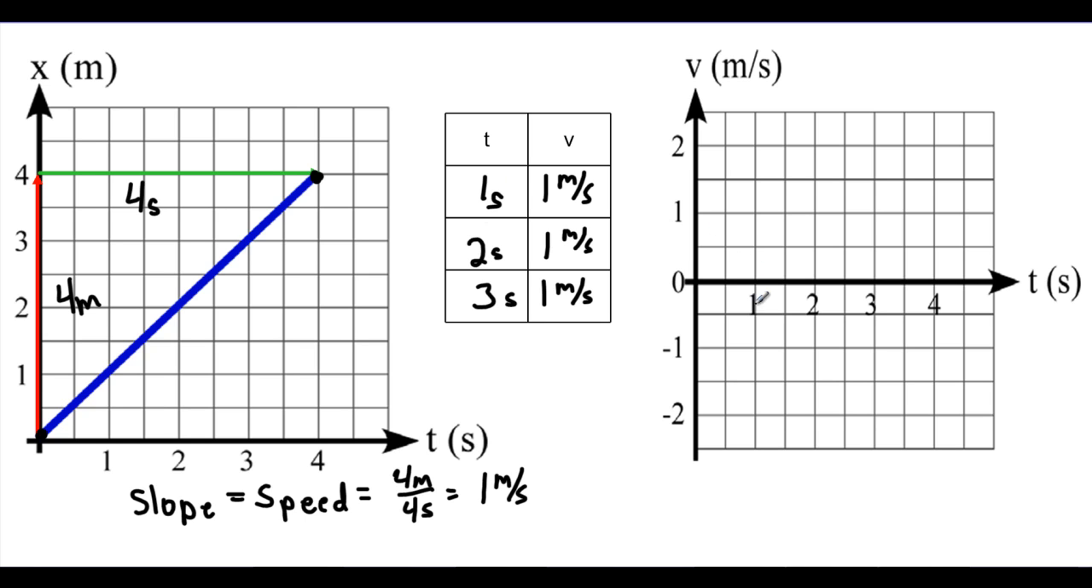So at 1 second, which is here, I'm traveling at 1 meter per second. At 2 seconds, which is located right here, I'm traveling at 1 meter per second. And at 3 seconds, I'll be traveling at 1 meter per second also. And so if I draw my line, my velocity versus time graph would look like this throughout the whole 4 seconds. It is a straight line, a constant velocity. And so I see that my position versus time graph converts into a velocity versus time graph that looks like this.